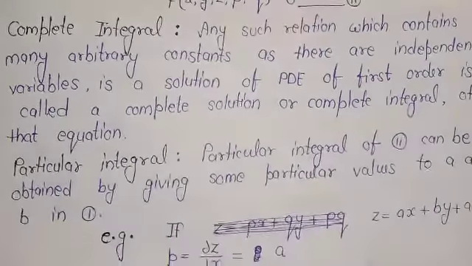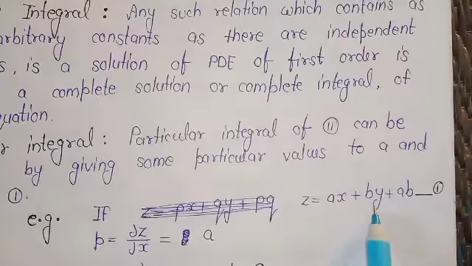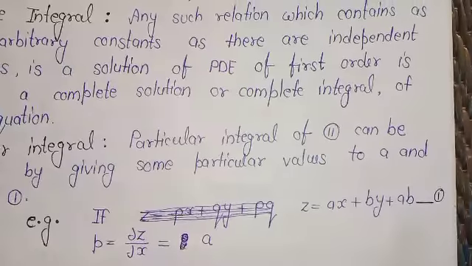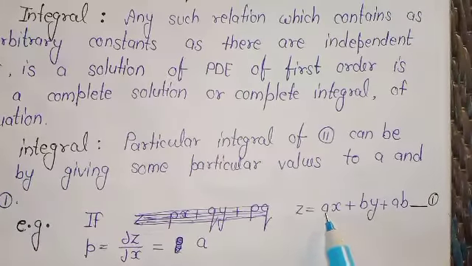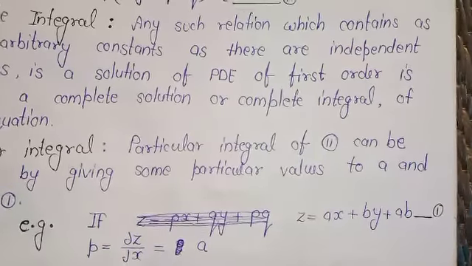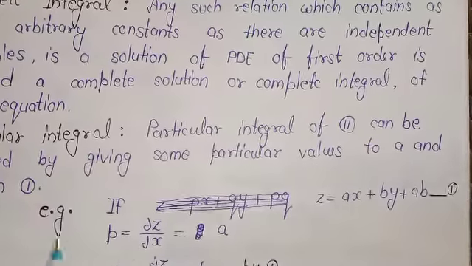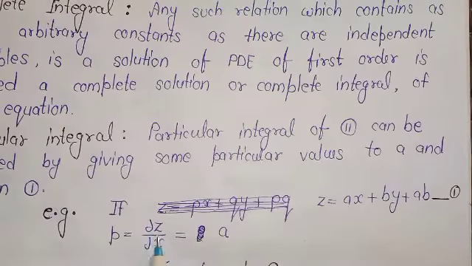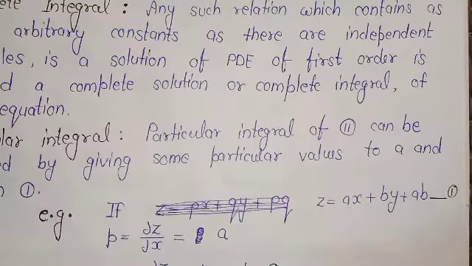If we give a and b some particular values in equation number 1, then it becomes the particular integral for the given equation. For example, I am taking z = ax + by + ab. This is an equation, and here you can see the number of independent variables is equal to the number of arbitrary constants. So the equation that will form must be of first order. Firstly we will differentiate it with respect to x partially. So if we differentiate it, we get ∂z/∂x, and that is equal to a, because we are taking the partial derivative.